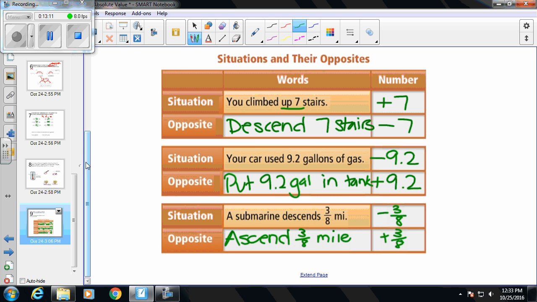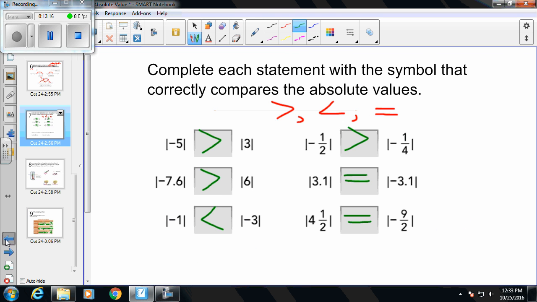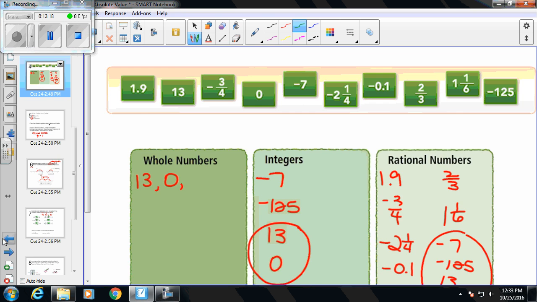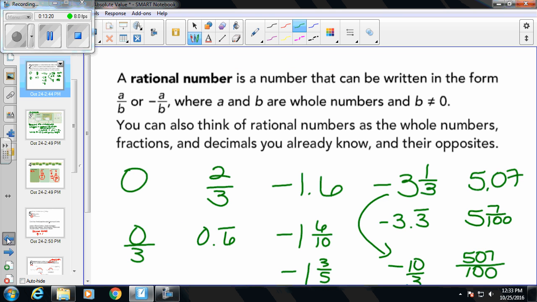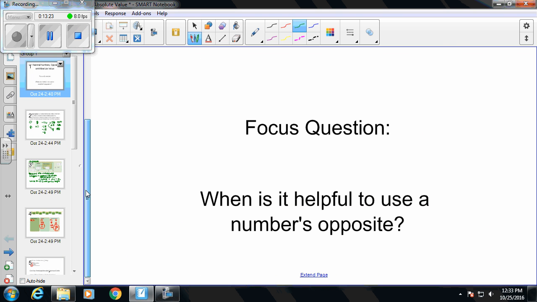So let's go back to our focus. Okay, here we go. All right. So when is it helpful to use the numbers opposite? If a number describes a change in quantity, then the opposite of the number describes how to reverse the change. And there's our focus question for today.